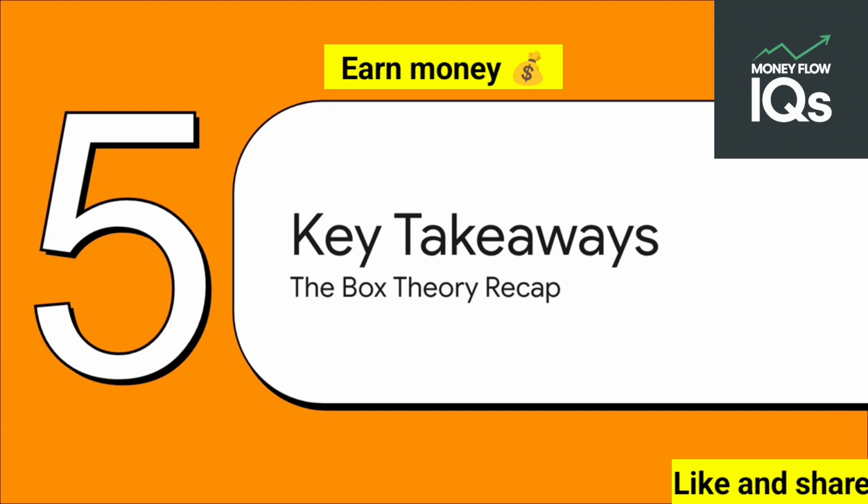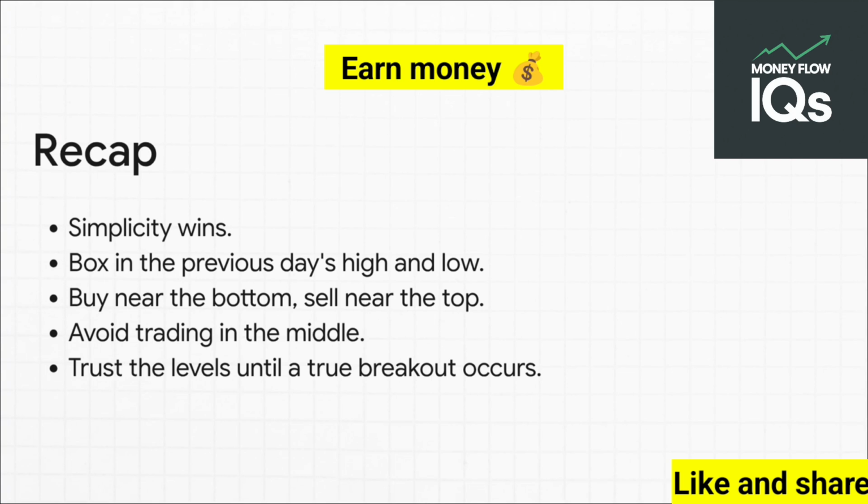All right, let's wrap this up and just quickly recap the absolute core principles of the box theory. So it really just boils down to these 5 things. First, remember that stupid simple mindset wins. Second, define your field of play. Box in yesterday's high and low. Third, the game plan. Buy low, sell high. Fourth, and this is huge, stay out of that messy middle. And last, trust your levels. Believe in your box until the price proves it wrong with a true breakout.